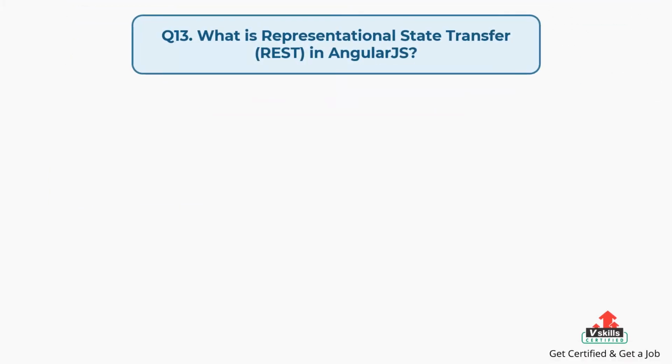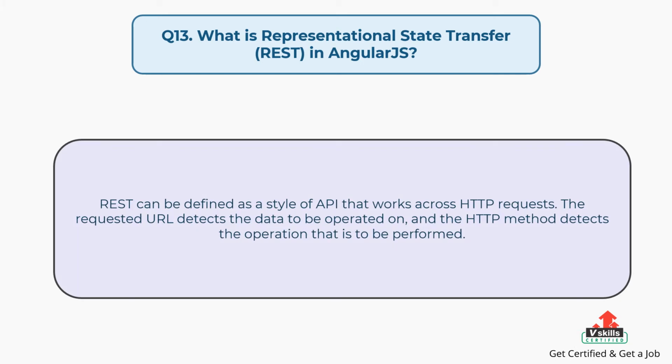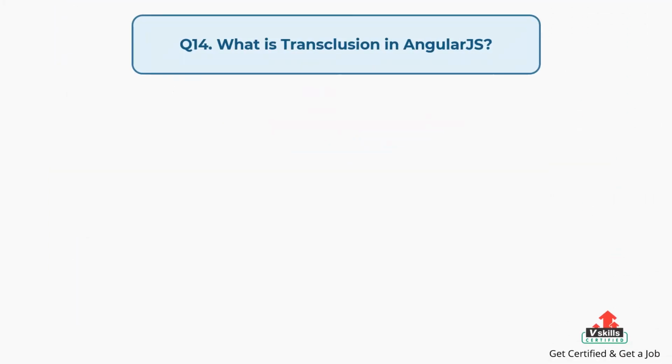Question number 13. What is representational state transfer in AngularJS? The answer is: representational state transfer can be defined as a style of API that works across HTTP requests. The requested URL identifies the data to be operated on, and the HTTP method identifies the operation that is to be performed.